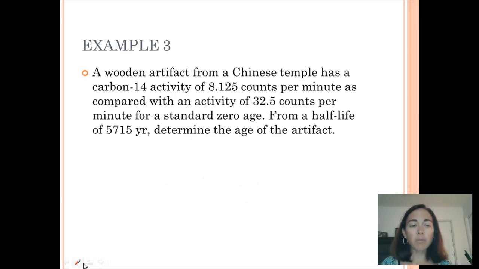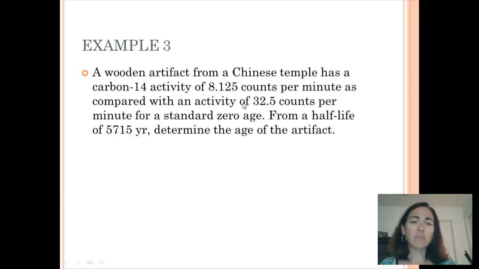Carbon-14 is probably a radioactive isotope you have heard of before because it's used in archaeological dating. They actually date samples from these Chinese temples. You may have seen pictures where they found all of the soldiers that had been carved. They're trying to figure out the age of those using the carbon-14 isotope.